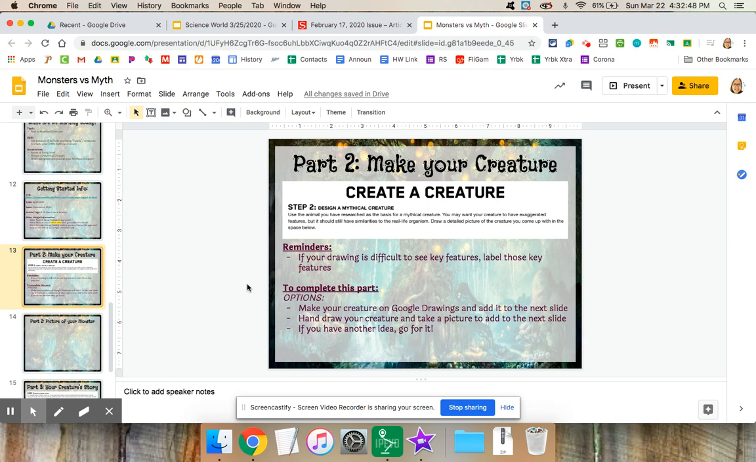So, some reminders, if your drawing is difficult to see some of those key features, label those key features. To complete this part, so you're like, how am I going to draw this and turn it into Miss Neurotic? Here's some options. You could make it on a Google Drawing and then add it to the next slide. You could hand draw your creature and then take a picture of it and add it to the next slide. So you can hold it up to your webcam. If you have another idea to draw this, you're like, Miss Neurotic, I've got this, go for it. That is more than fine if you've got another idea, but please make sure that your picture somehow ends up on this part 2.